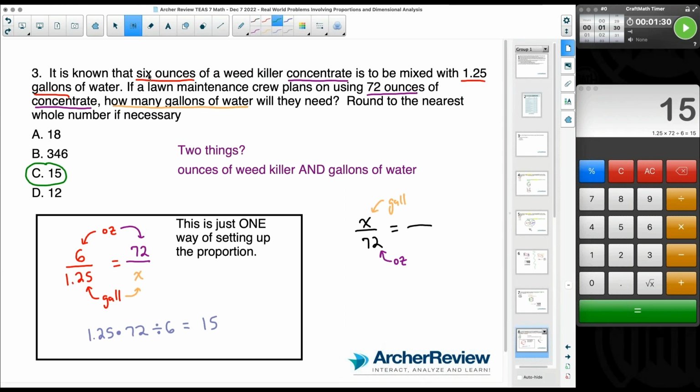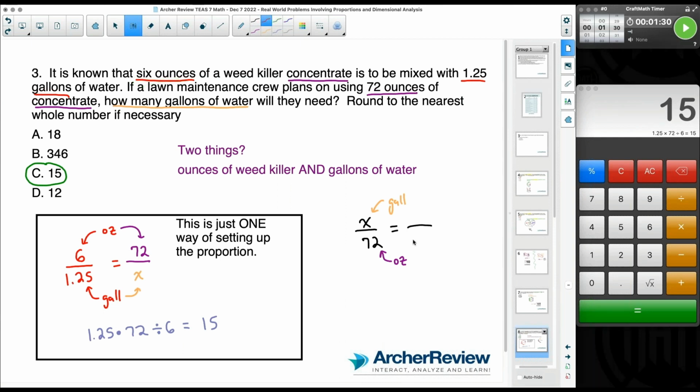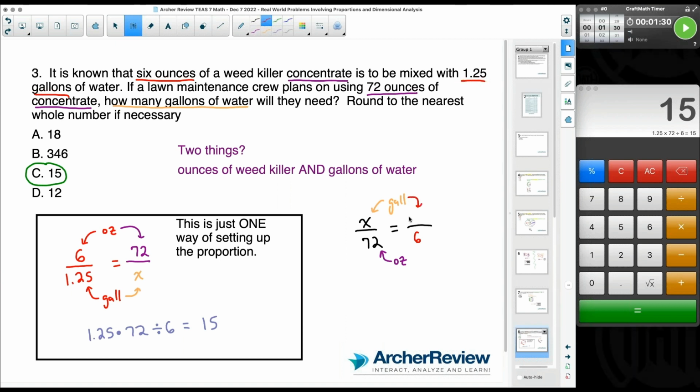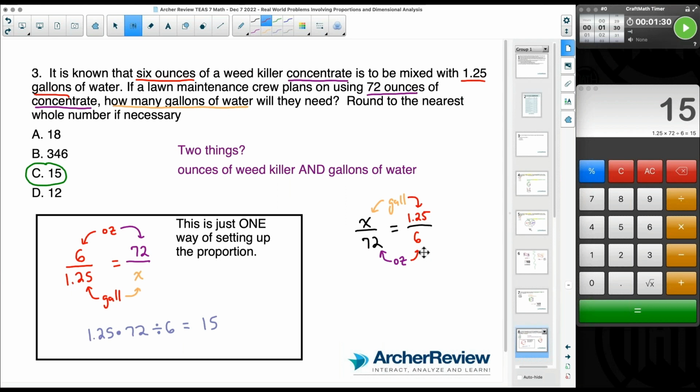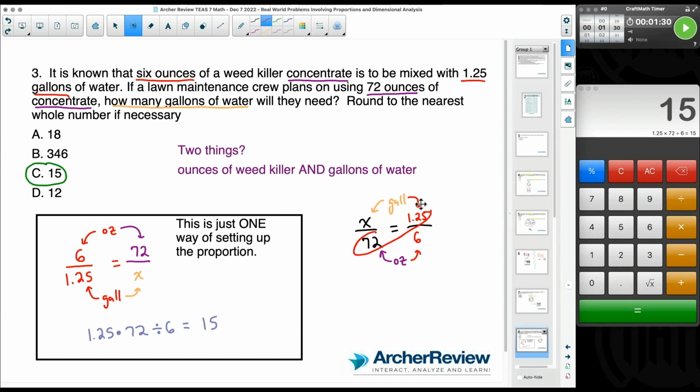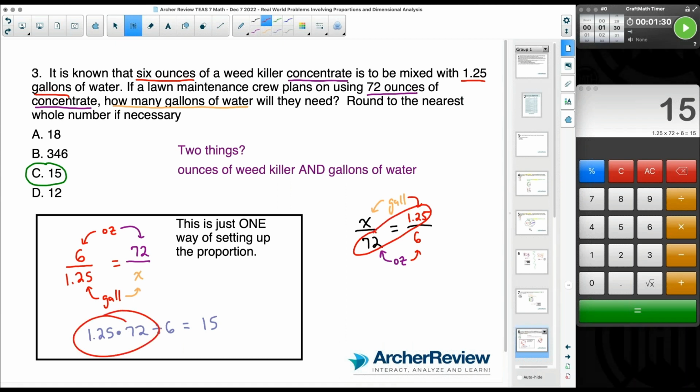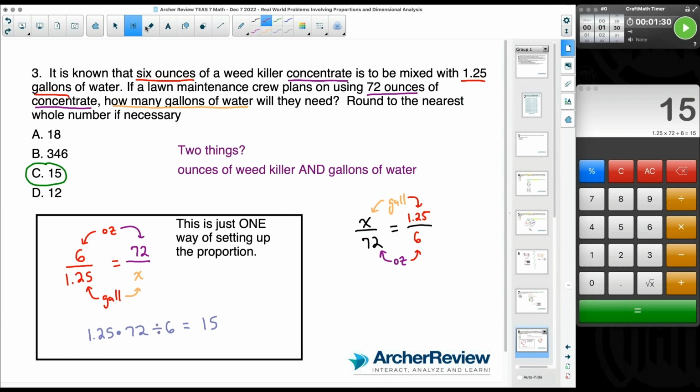So let's see, 6 ounces. Where does that go now? The 6 ounces of that weed killer, we would put that down here. And then the 1.25 gallons, we would put that up here. Y'all see what I'm saying? Aren't we still cross multiplying the exact same numbers? We're still going to take the 72 times the 1.25, and you're still going to divide by 6. So this is what I'm talking about.